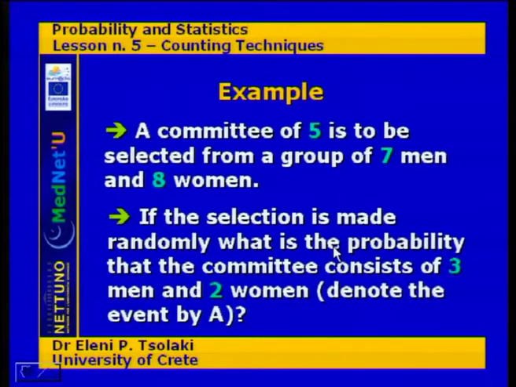And we want this committee to consist of 3 men and 2 women. We assume that the selection is made randomly. We are not in favor of some person. And we want to find the probability that the committee consists of 3 men and 2 women. We denote this event by A.